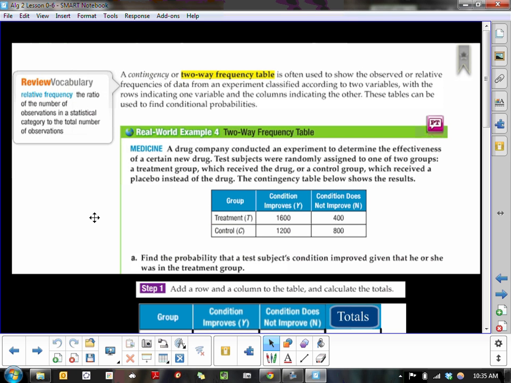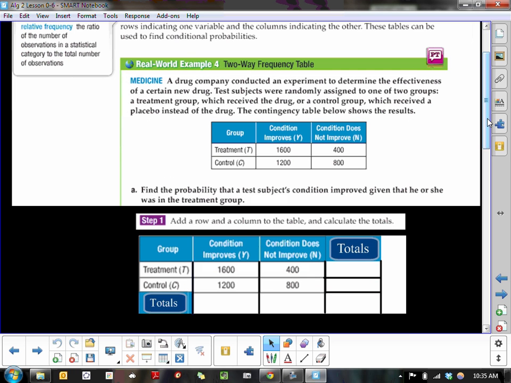The contingency table below shows the results. So as we mentioned earlier, we've got rows and columns describing the treatment control and whether they improved or not. In question A, this is where we're going to focus on our conditional probability. Find the probability that the test subject's condition improved given that he or she was in the treatment group. So we're asked the question, what if we knew that they were in the treatment group? Then what was the probability that their condition improved?